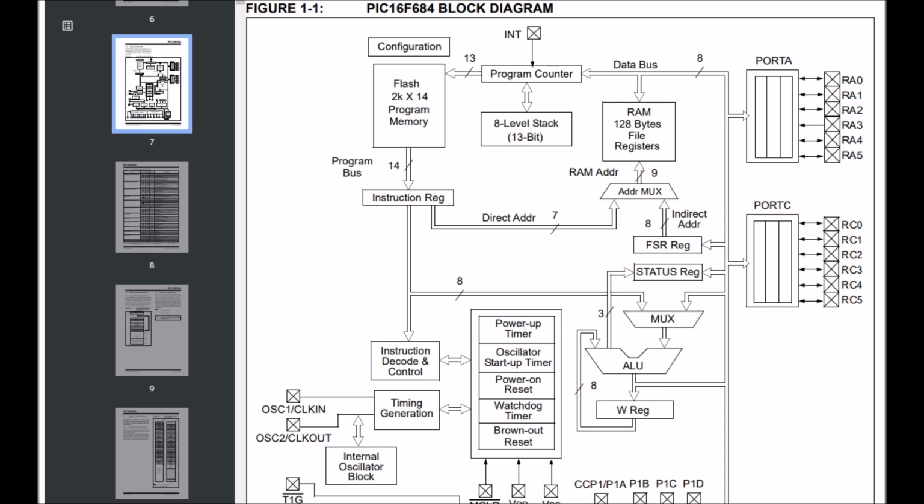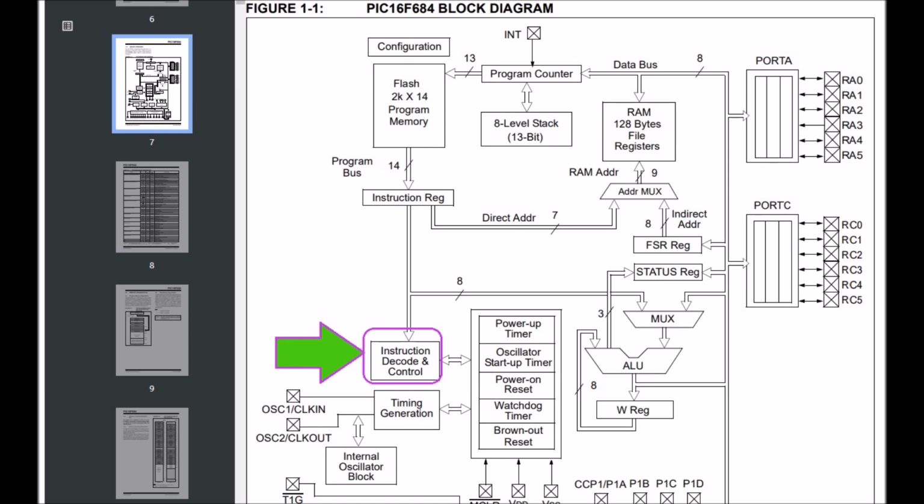Alright, well then, in the PIC16F684 block diagram, it shows instruction, decode, and control. What is this all about? In this chip, the instruction, decode, and control block is a crucial component responsible for interpreting and managing the execution of instructions fetched from program memory. Here's a detailed explanation of its function and importance.